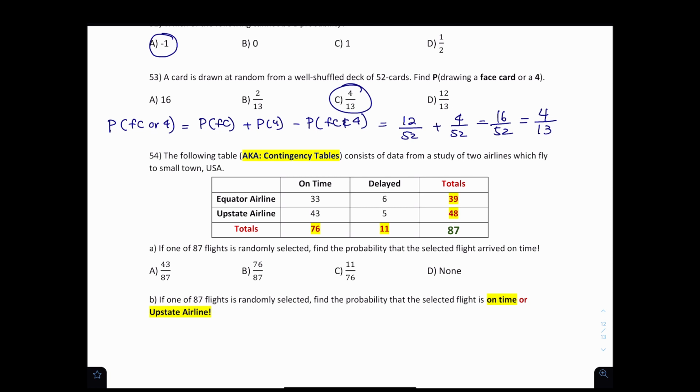And same as number 54, we have, if one of 87 flights is randomly selected, parts A and B. They're giving you this table. They call them contingency tables. So if one of 87 flights is randomly selected, find the probability a selected flight arrived on time. Well, this is a single probability. So what's the on-time flights? There are 76 flights that are on time. Divide by the total number of flights, which is 87. So that would be my answer for that.